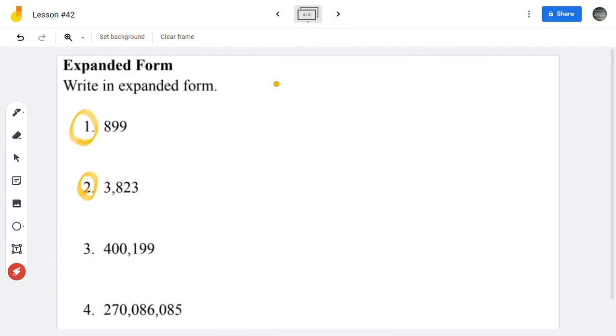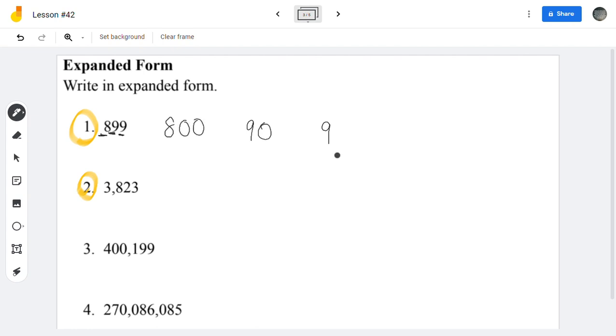Now the second section we're going to go over is expanded form. And we're going to write an expanded form for number 1 and number 2. So I'm going to show you how an expanded form looks with number 1. So you have 899 over here. If you know your place values, this will be much easier for you. So we know that 9 is in the ones place, so I'm just going to write 9 over here. And we know that 9 is in the tens place, so I'm going to write 90 over here. And we know that 8 is in your hundreds place, so you can write 800.